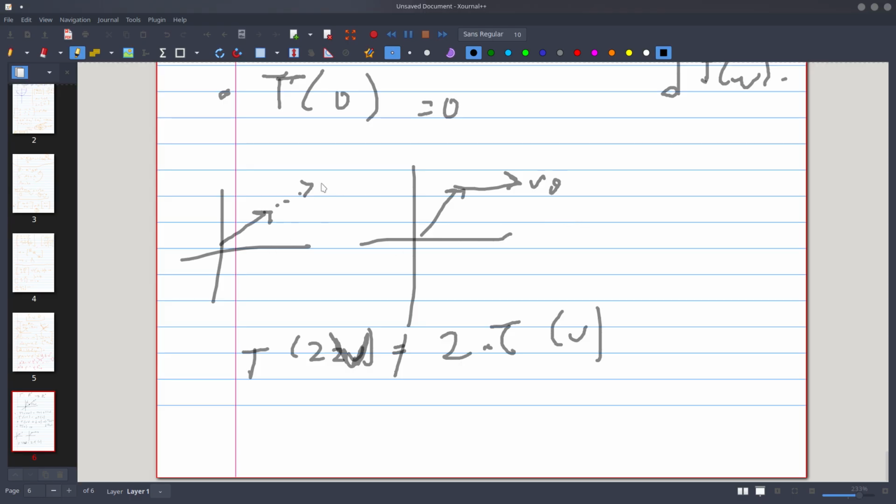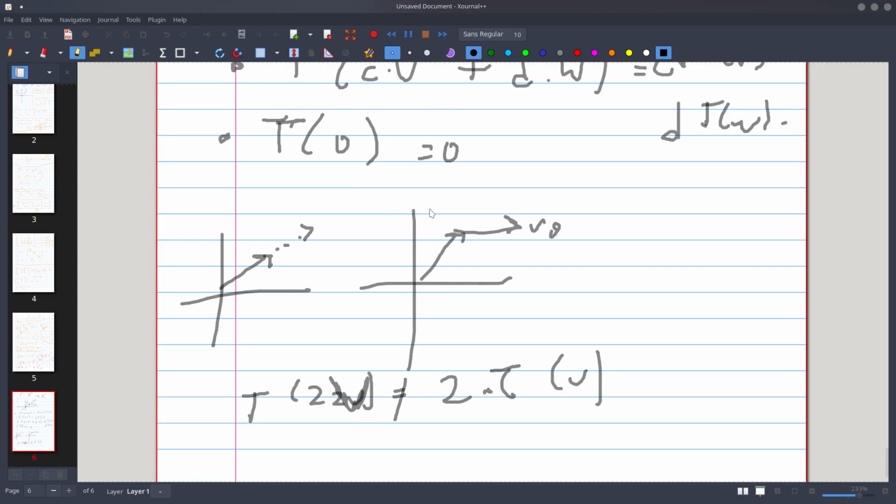If we double this vector and then apply the transformation rule, which is to shift the entire plane by some vector v naught, this would end up somewhere here. But can you see that doubling this input parameter did not double the transformation? The original transformation took us here, and you would expect that if you doubled it, it would be much further out. So this is not a linear transformation.